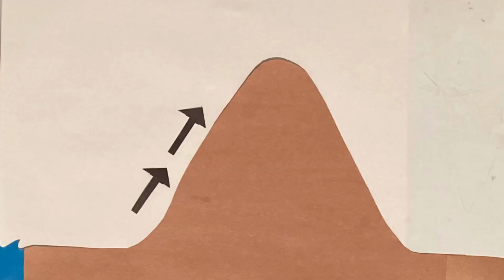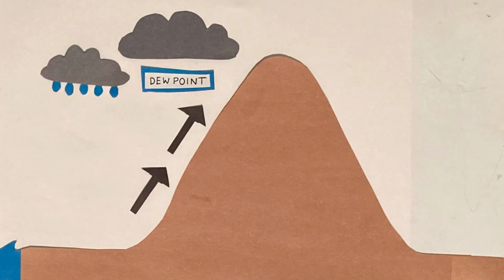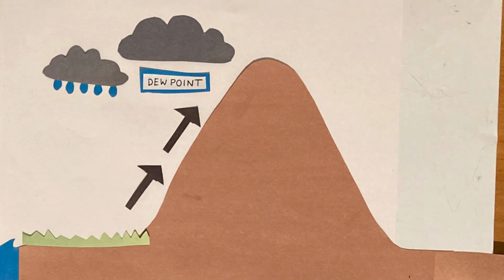The air continues to climb the mountain until it is at its dew point, where it reaches saturation and its maximum capacity to hold water vapor. At this point, it is at 100% relative humidity. Excess water vapor will begin to condense into cloud droplets and eventually precipitation in the form of rain or snow.